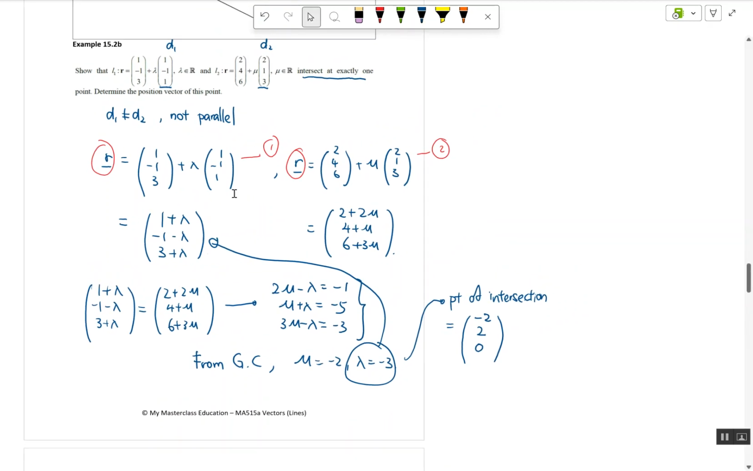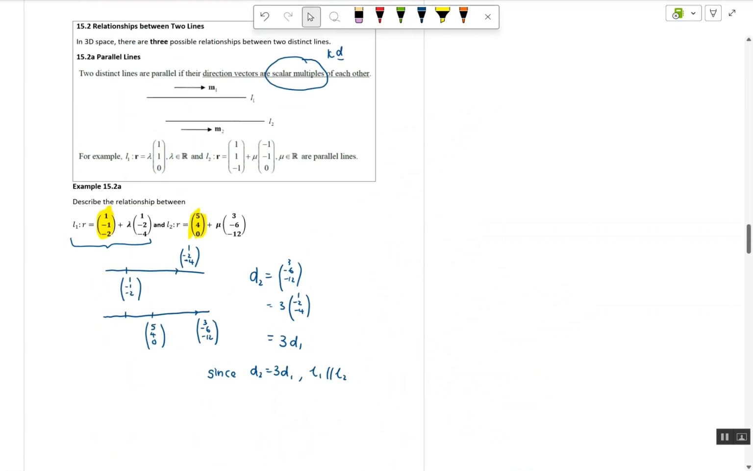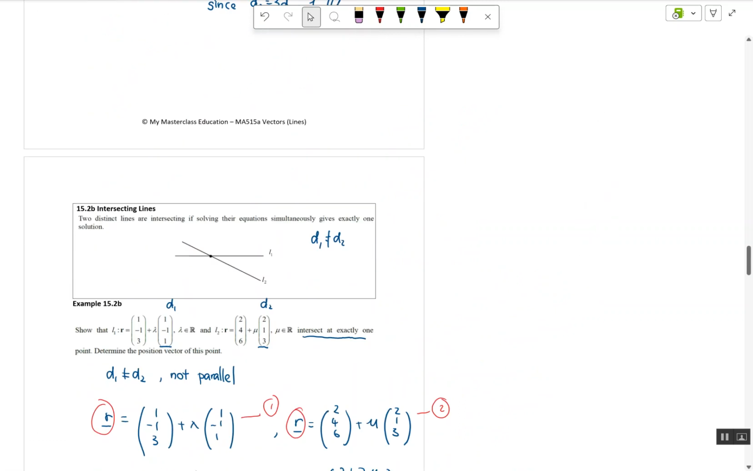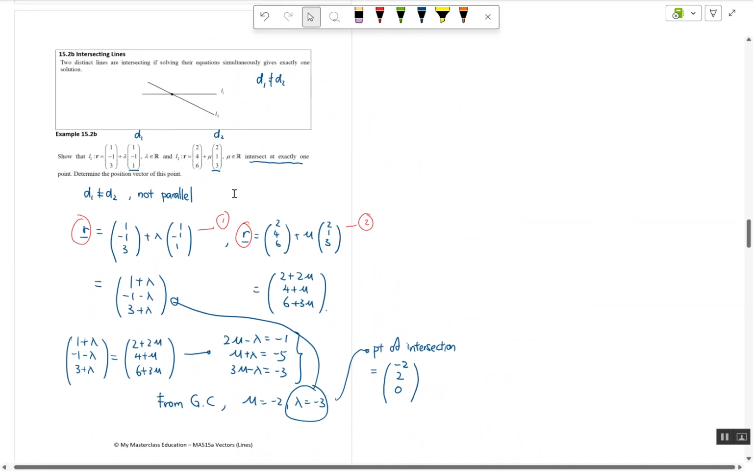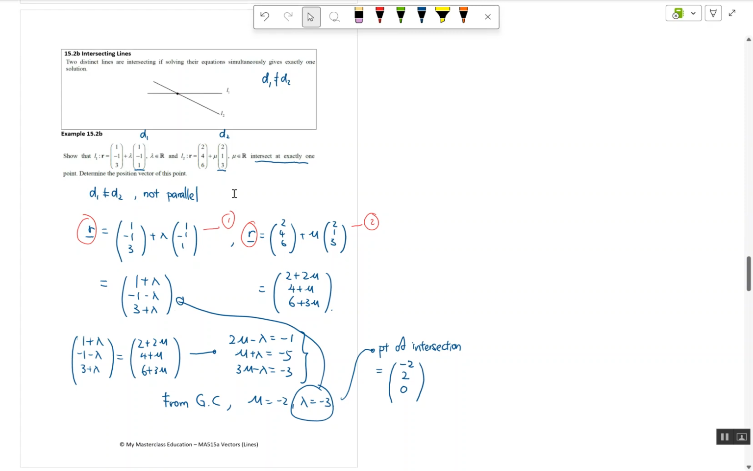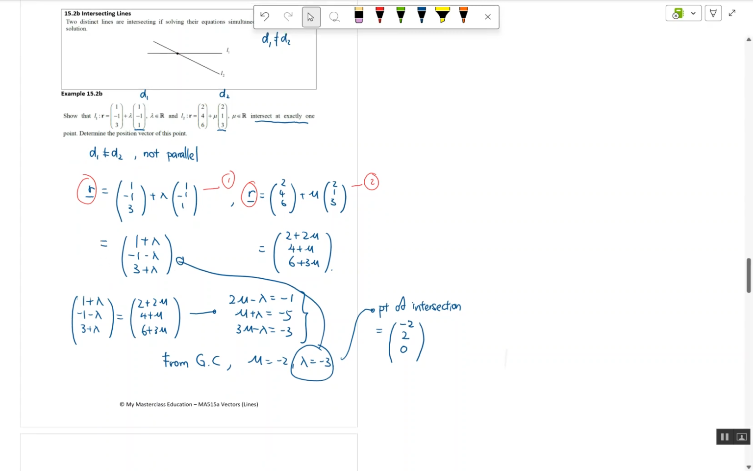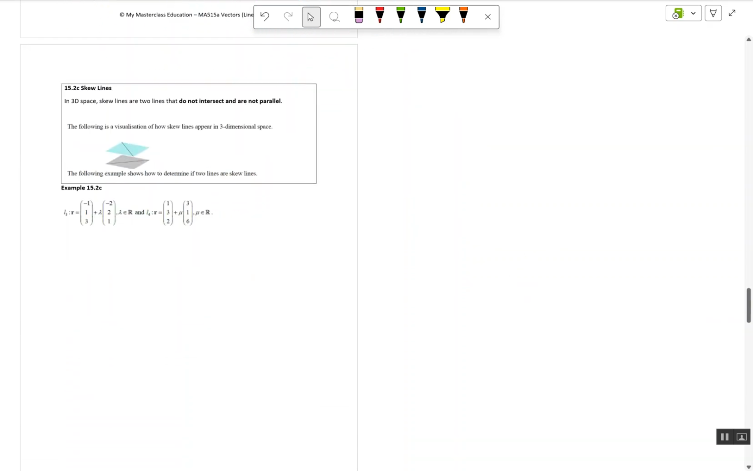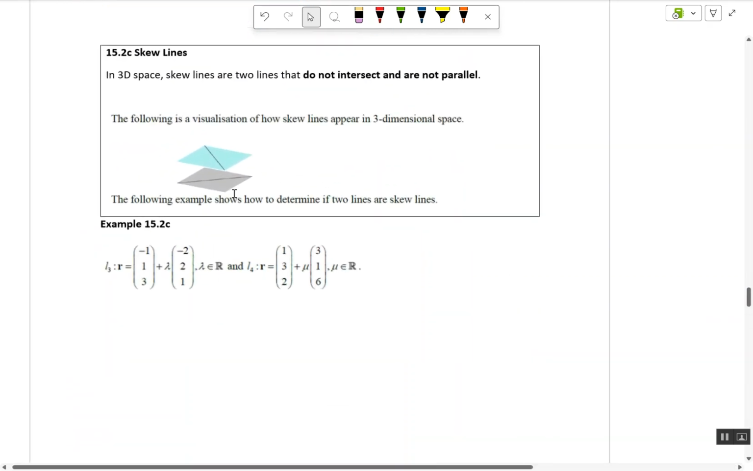So two lines can either be parallel if the direction vectors are multiples of each other, or they will intersect at a point if you can solve simultaneously using GC to get a unique solution. And of course the last one is because in three-dimensional space, a line can be on top of another and they will not meet. Can you remember? This is X, this is Y, and this is Z. Now we're just going to do the same thing.